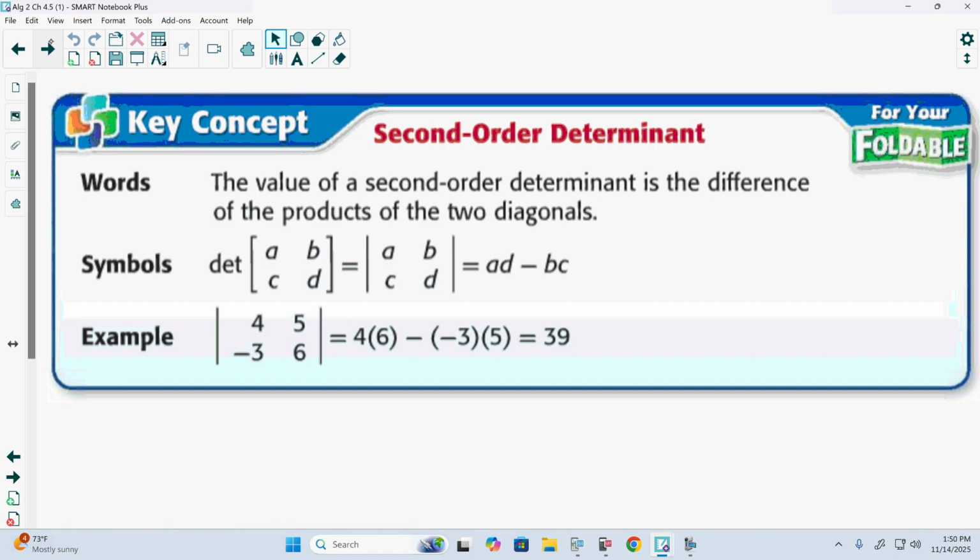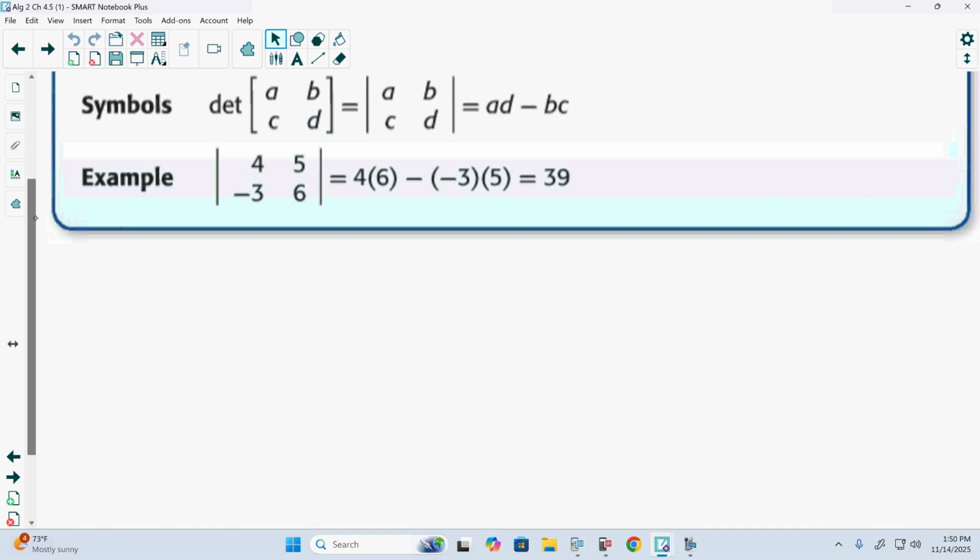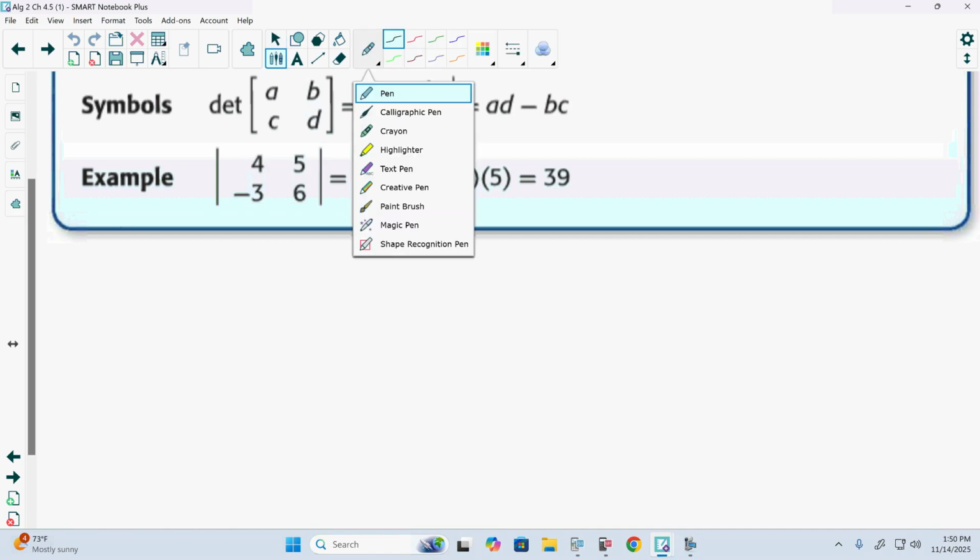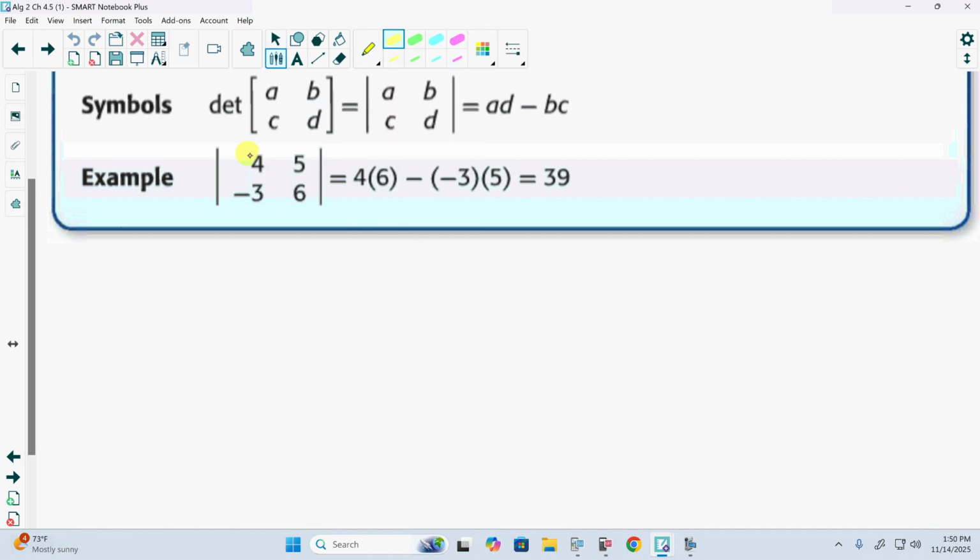Now to take a determinant of a 2 by 2, we're going to do this. We take this diagonal from top left to bottom right, we multiply those two numbers together. And we subtract from it the product of our top right to our bottom left. And that's the determinant.